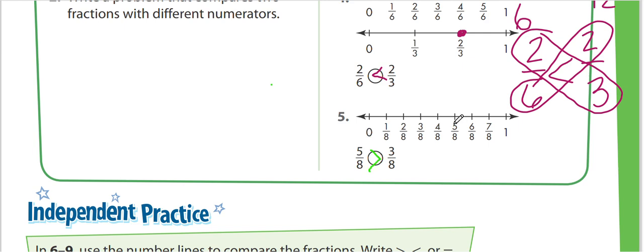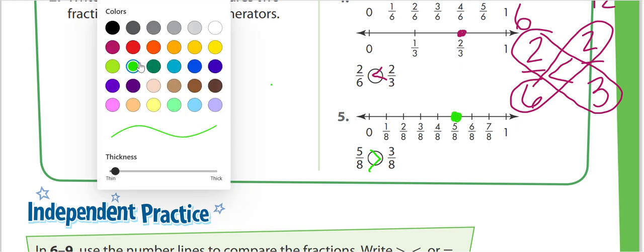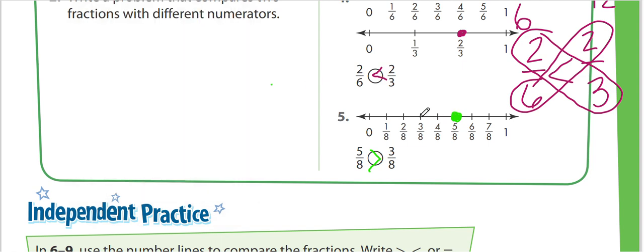If you want to check, I'll make 5/8 green. So here's 5/8 on the number line. And then 3/8, let's go ahead and make that blue. Here's 3/8. Which one is closer to 1 whole? Well, 5/8 is. So 5/8 is bigger than 3/8.